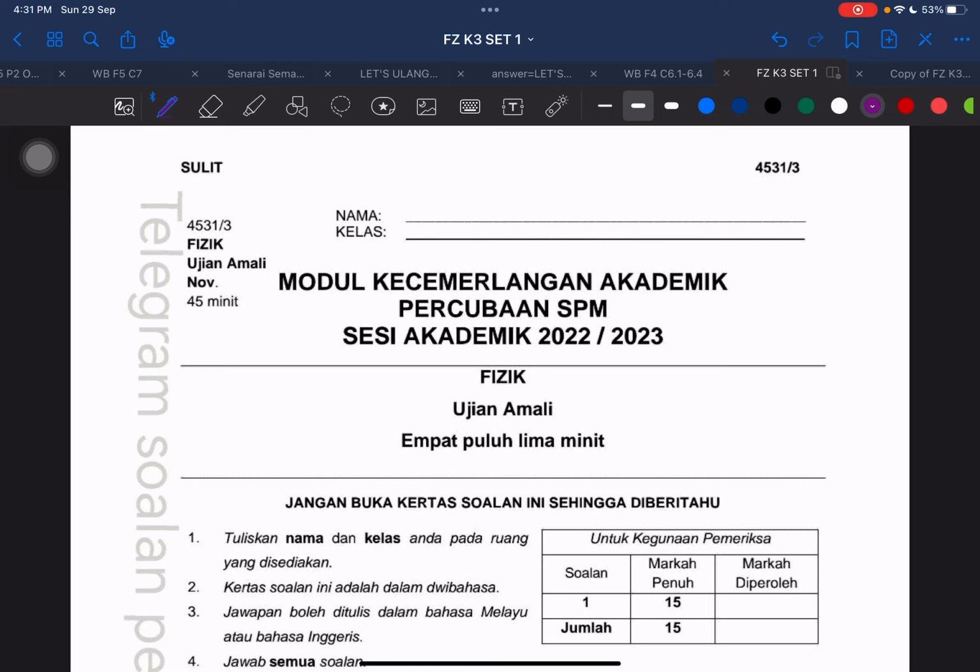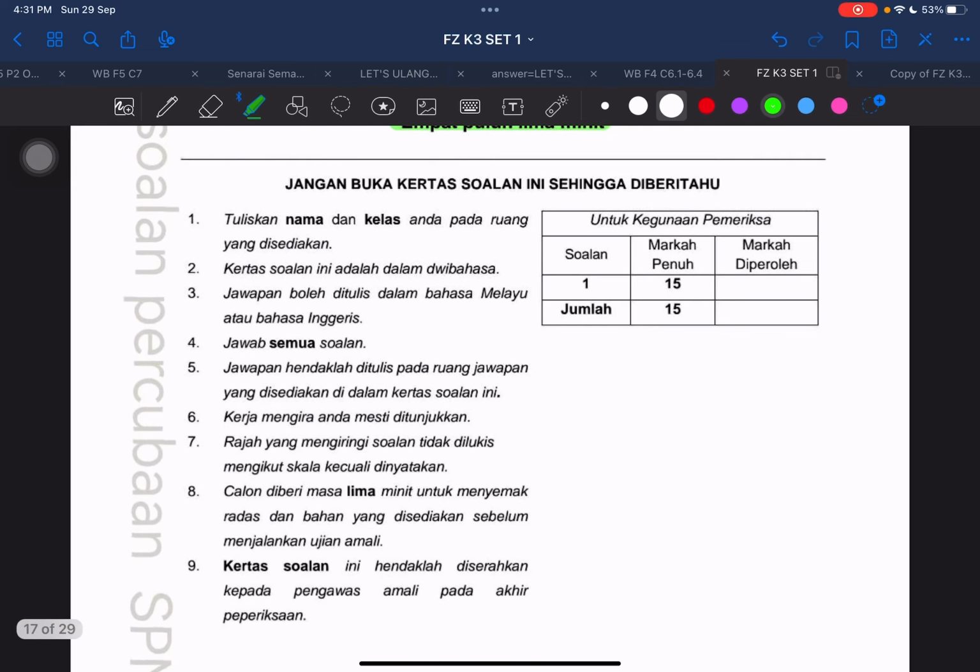This paper is a 45 minutes paper, 45 minit. Read the instruction carefully. The total marks for this paper will be 15. You need to answer all the questions, jawab semua soalan. Then you need to write your answer in the column provided in the question paper.